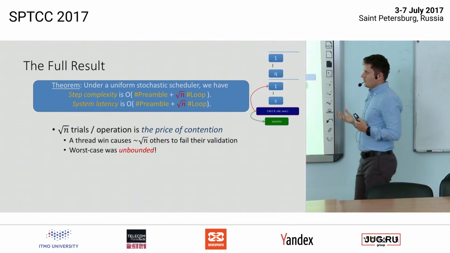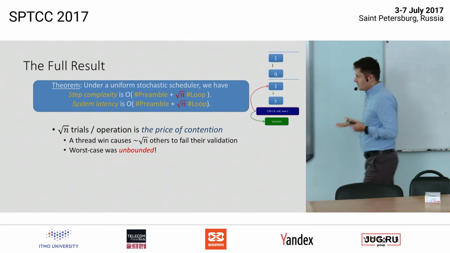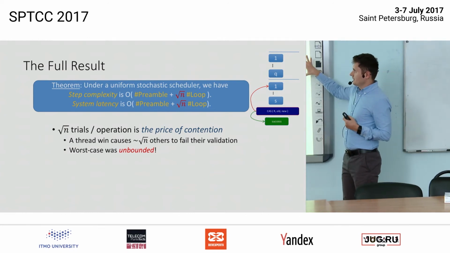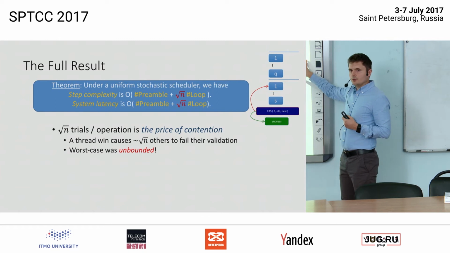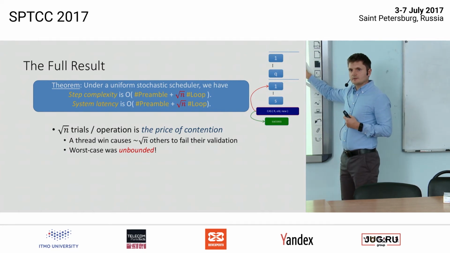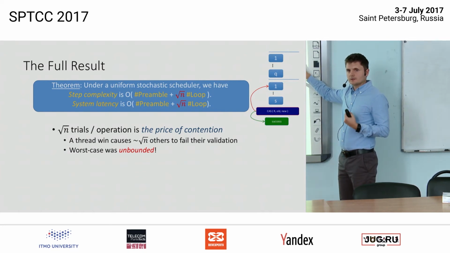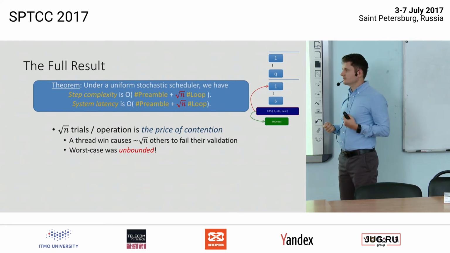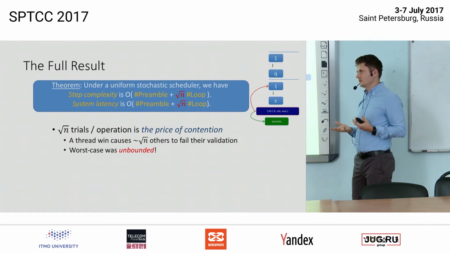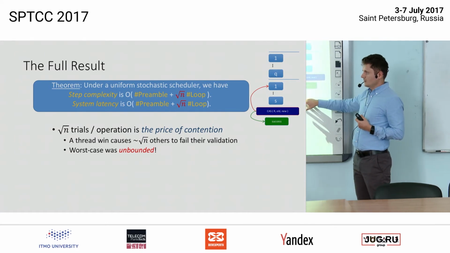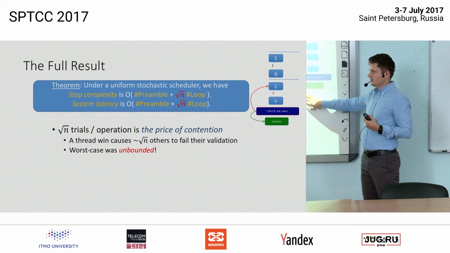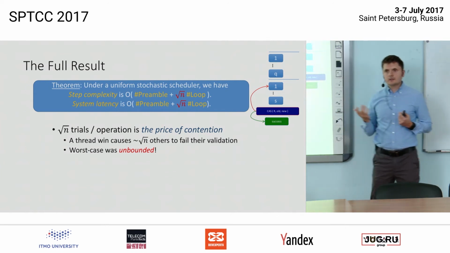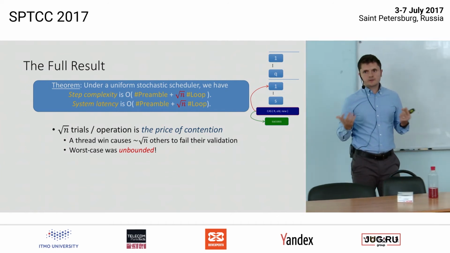So what does this mean? Morally, this just says that under high contention, this loop will have to be tried square root of n times by any arbitrary process in order to succeed. So square root of n repeats are the price of contention under this model. A thread win will cause about square root of n others to fail their validation. Again, you have to play optimistic versus pessimistic here.